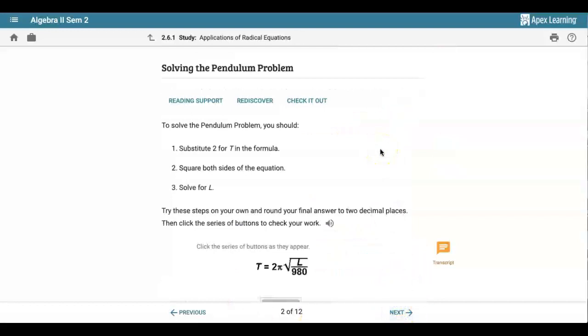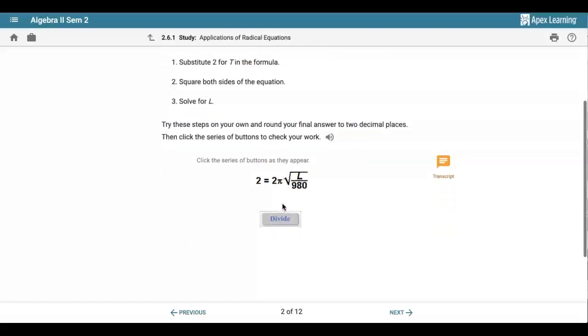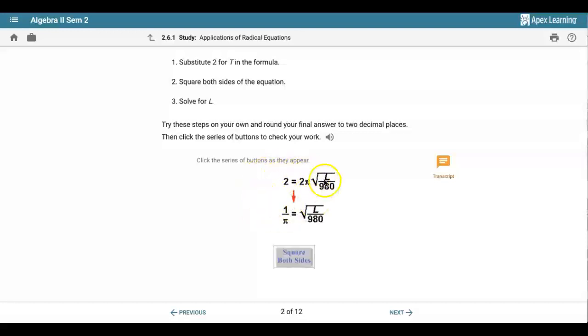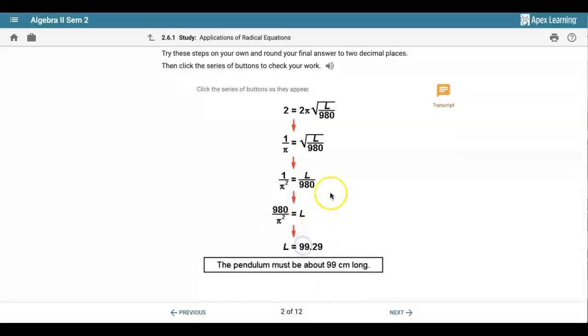If we were to solve this problem, we would substitute 2 in for T, since we just found that. Then we want to get this radical by itself, so we need to divide both sides by 2 pi. I'm left with 1 over pi equals the square root of L over 980. Now we're going to square both sides, then multiply to get L by itself, and then simplify.